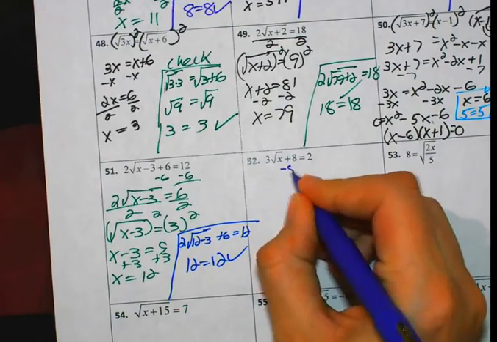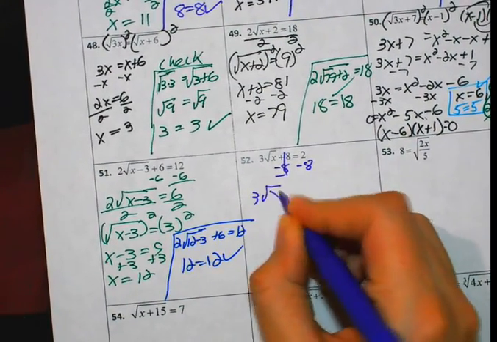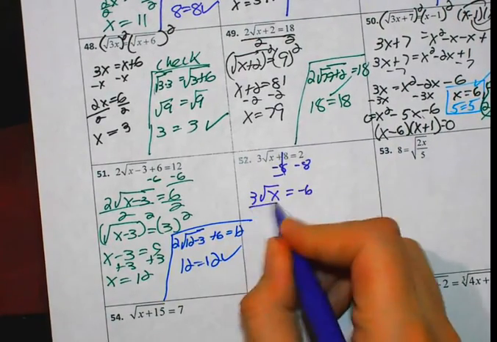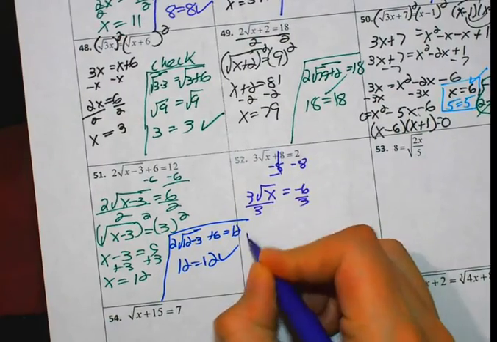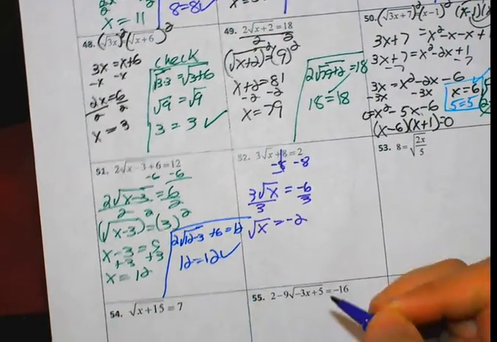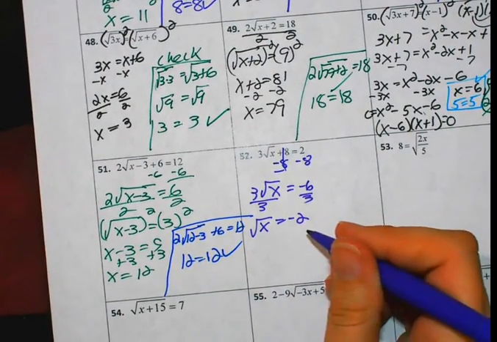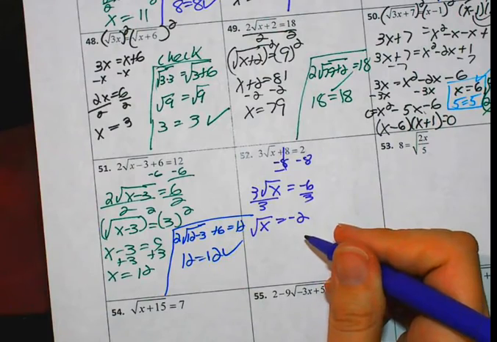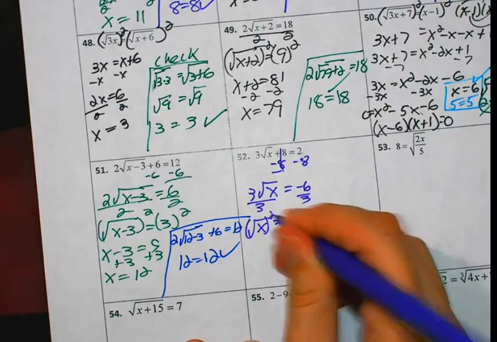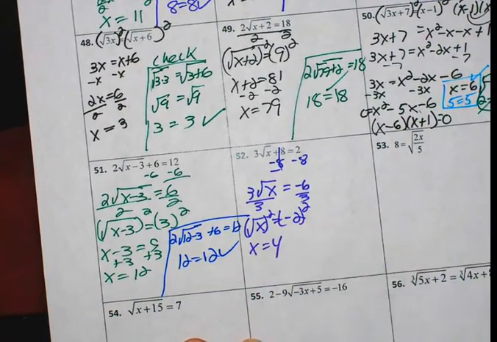Okay, minus 8. 3 square root of x equals negative 6, divided by 3. Square root of x equals negative 2. Now you should be able to say to yourself, the square root of any number can never be negative, so this is going to be extraneous. If you don't recognize it at this point, go ahead and square both sides. x equals 4, and substitute back in.